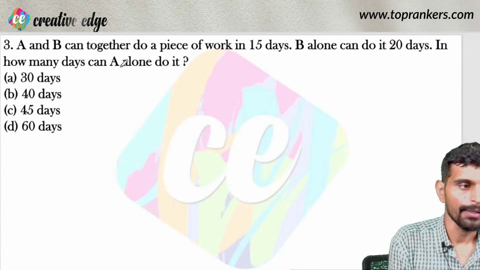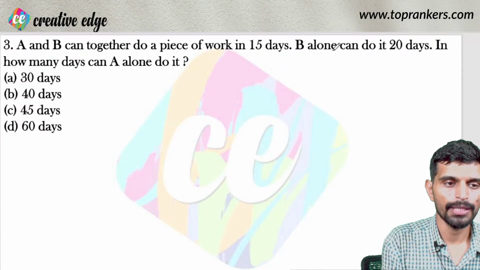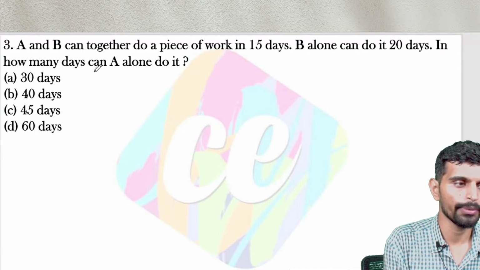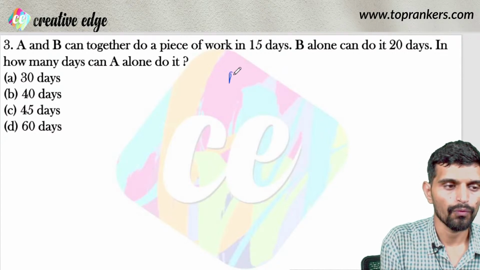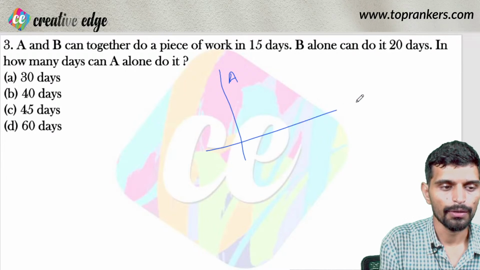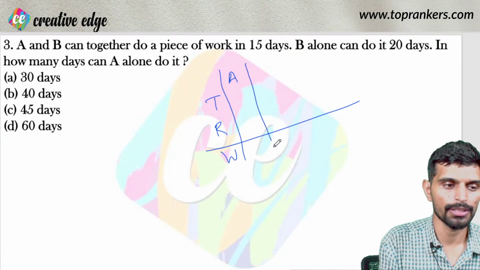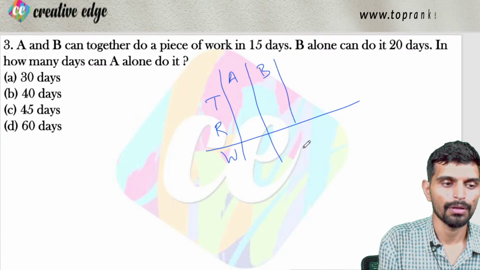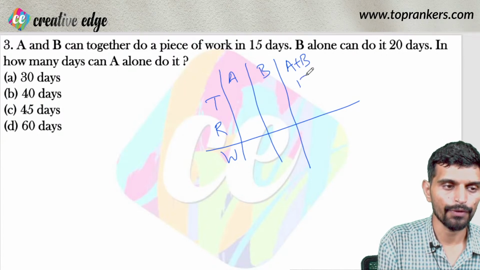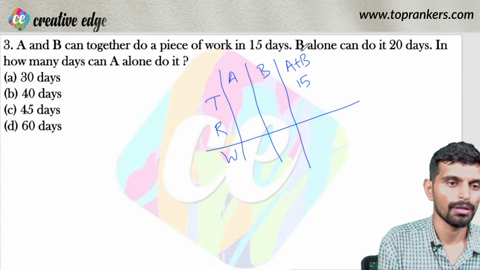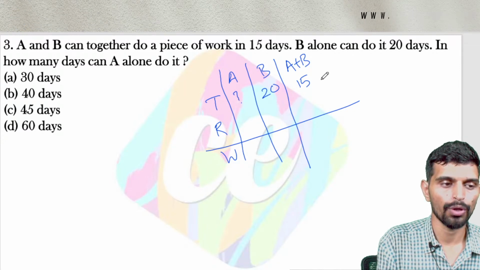Let's move to question number 3. This is another variety. A and B can together do a piece of work in 15 days. B alone can do it in 20 days. In how many days can A alone do it? So here, let us draw the table for time into rate is equal to work. So this should be the structure. A and B working together takes 15 days, B alone can complete it in 20 days, and you need to determine in what time A will do it.